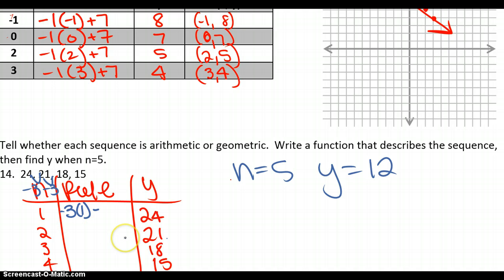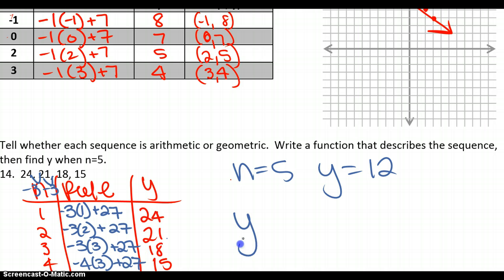So then you have -3 times 1, which is -3, and to get to 24, I need to add 27. On the second one, it's -3 times 2, which is -6. To get to 21, I need to add 27. And -3 times 3 is -9. To get to 18, I need to add 27. And the same thing for the last one. So my rule is y equals -3n plus 27.